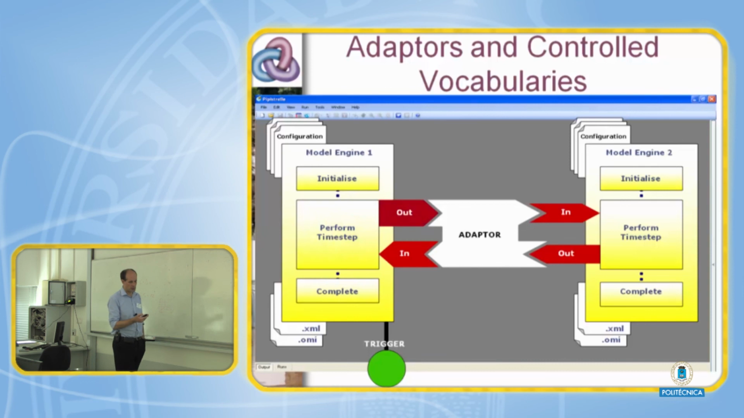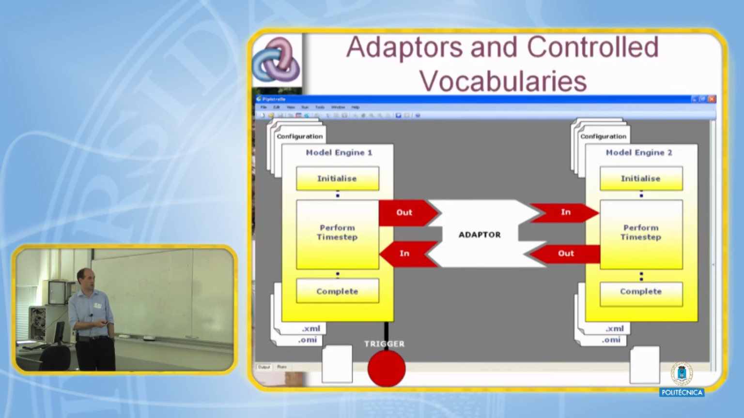And then, as the models complete, Pipistrel will run the complete functions within the models, and both models will produce their results. So the models will have influenced one another as the composition runs. Is that clear? Yeah, okay.